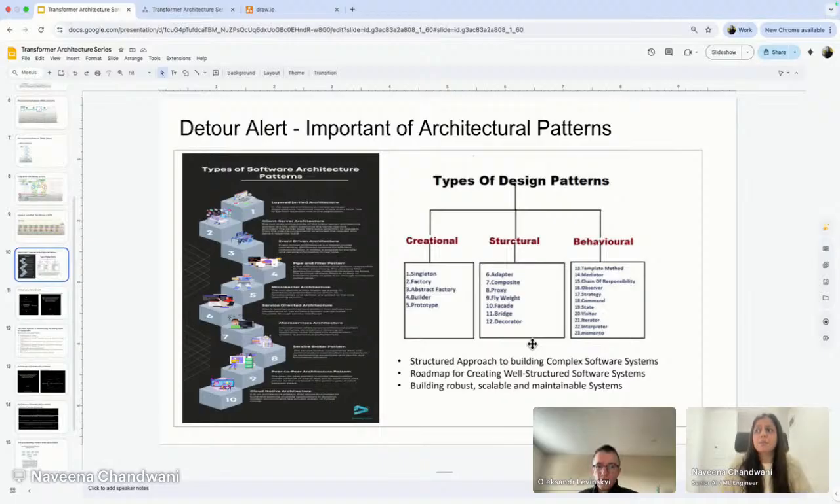An architecture gives you a structured approach to building complex software systems. It gives you a roadmap. It helps in building robustly and scalably. I just read that out directly from your slide, as is.